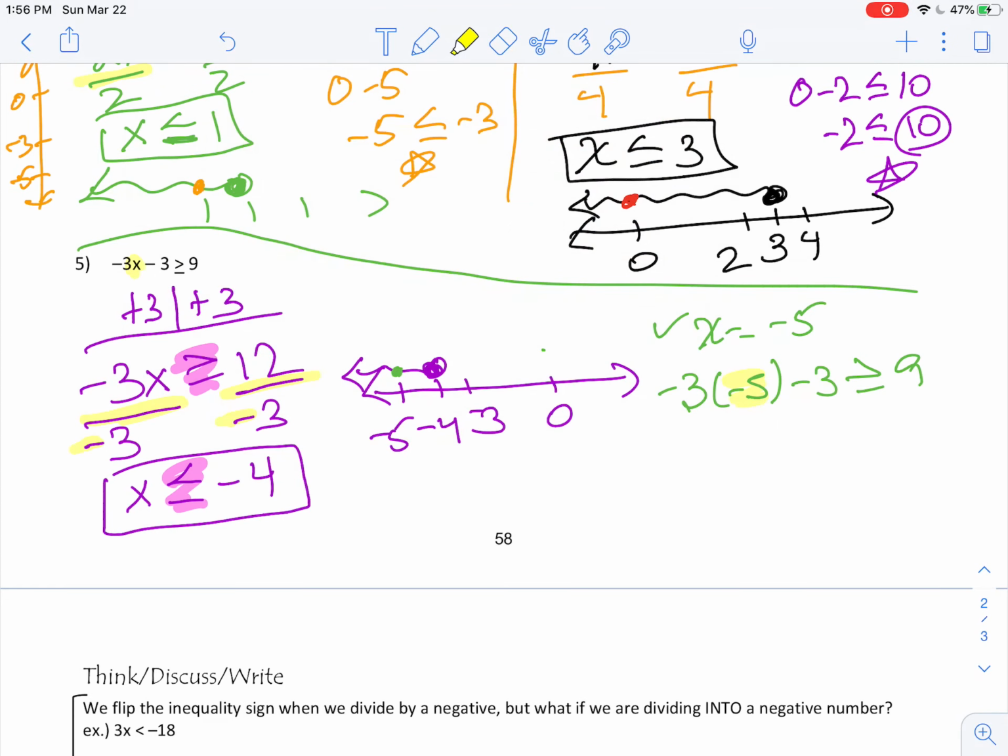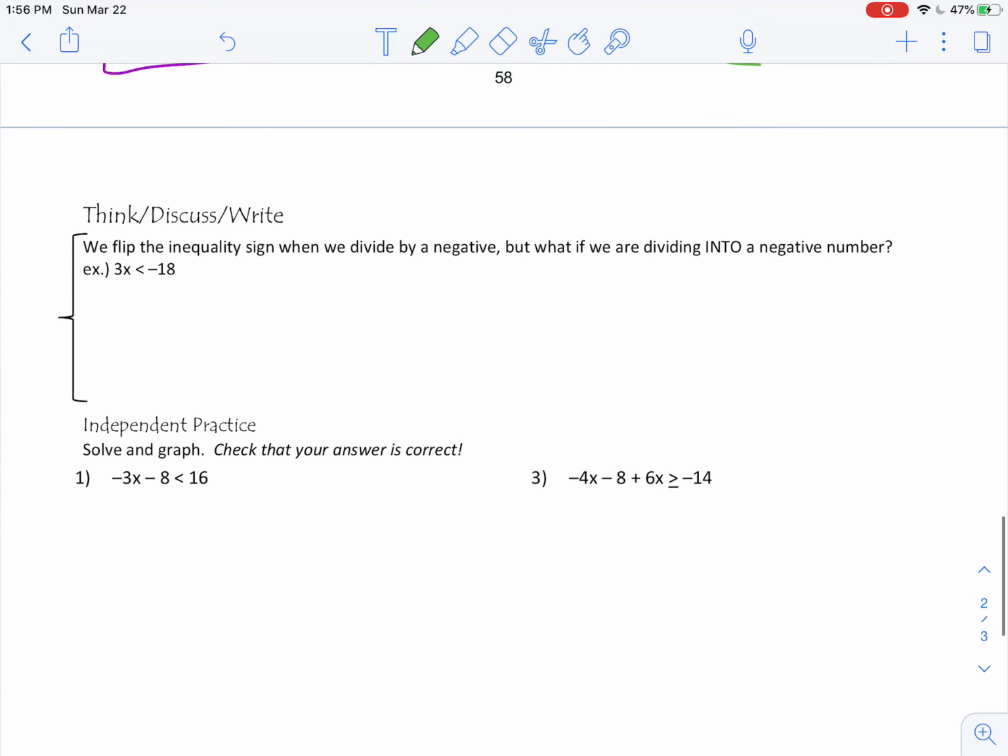Let me just show you one more time what we did over here. We just took this x, and this x became our -5. We do our work. And sure enough, 12 is bigger than 9. So, good job. All right, let's go on to page 59.